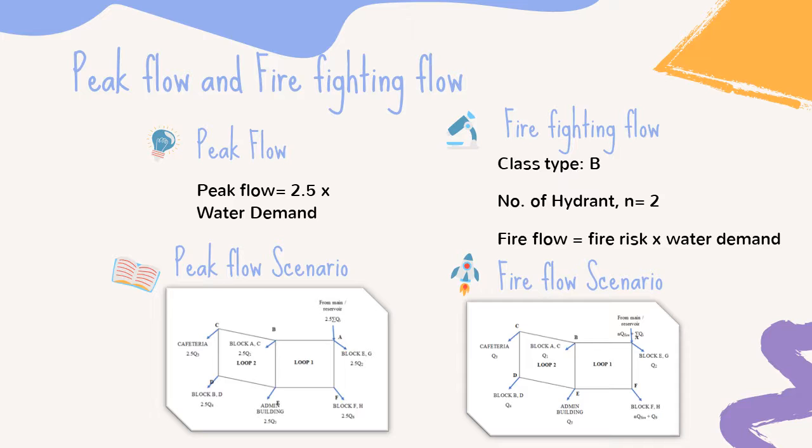By the way, before we calculate the firefighting flow, we have to determine the class type of the building. In this project, the class type building that we have is equal to B. We have maximum number of hydrant and equal to 2.